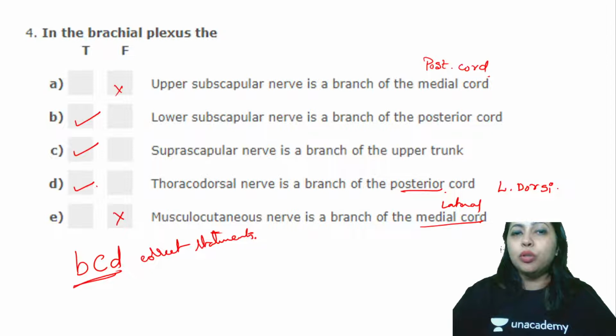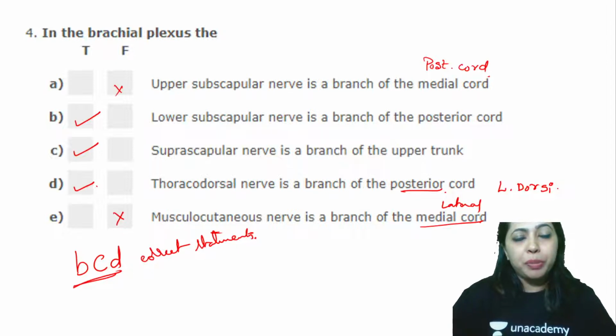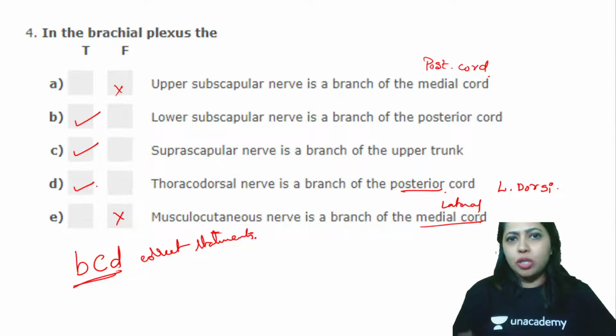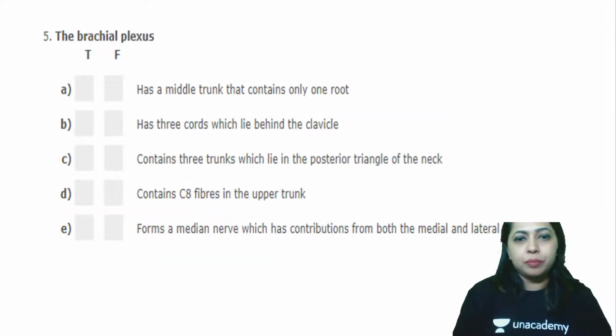You have to have a good visualization about the picture. You have to recollect the diagram of the brachial plexus to recall all the branches. You remember one good diagram which has all the branches, all the trunks and everything marked in it. Then it will become easy for you to recall.